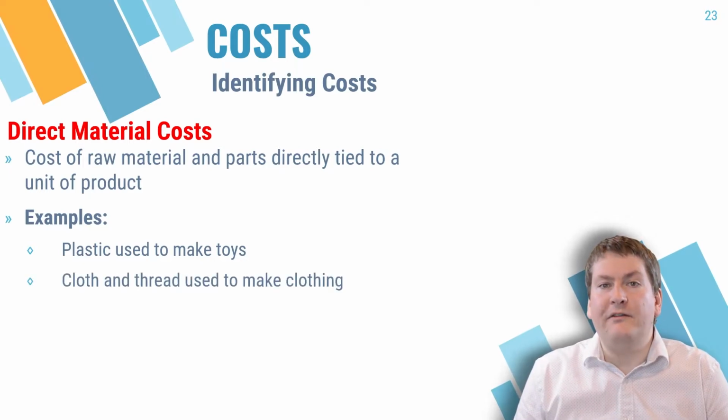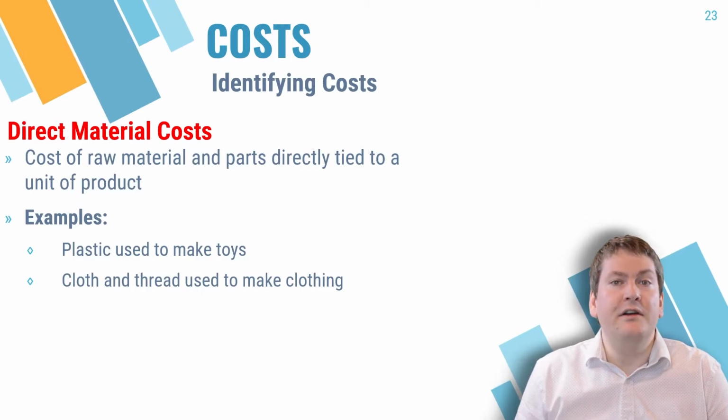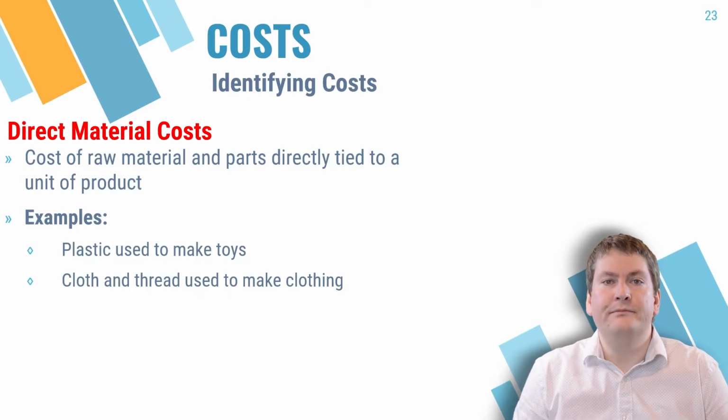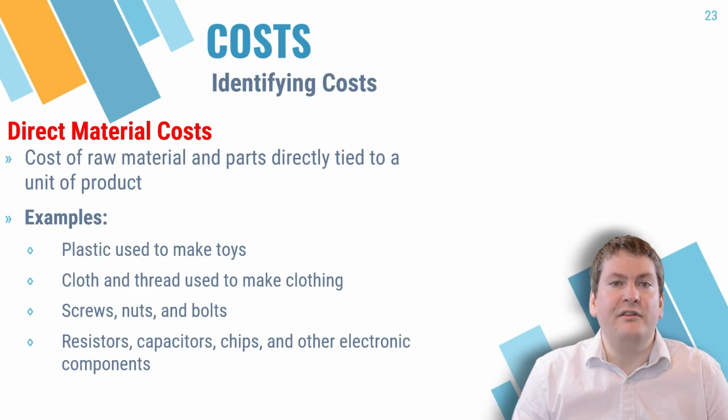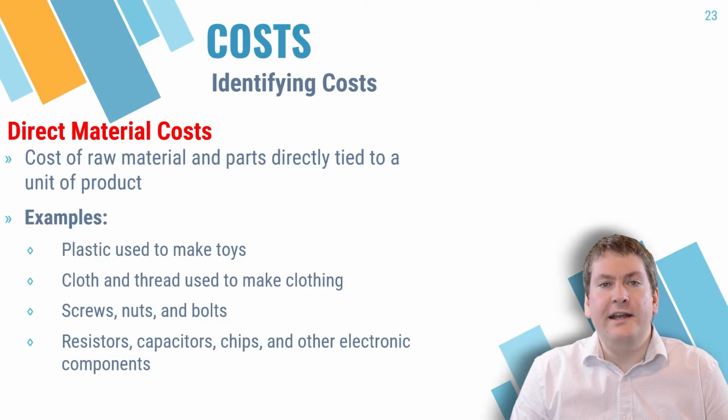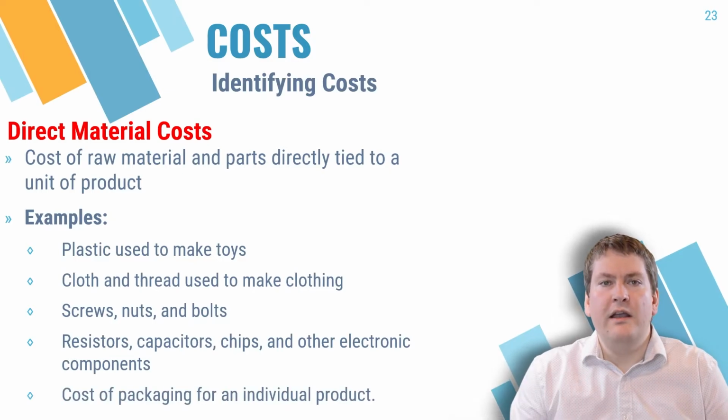Similarly, a clothing manufacturer would have direct material costs relating to things like cloth and thread used in each t-shirt. A manufacturer of electronic devices might have costs relating to the raw electronic components in their devices, such as the cost of capacitors and resistors in each device, and even the nuts and bolts holding the whole thing together. These costs can also include any packaging a single unit of the product comes in.